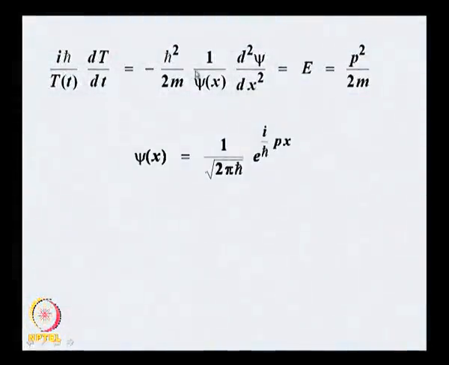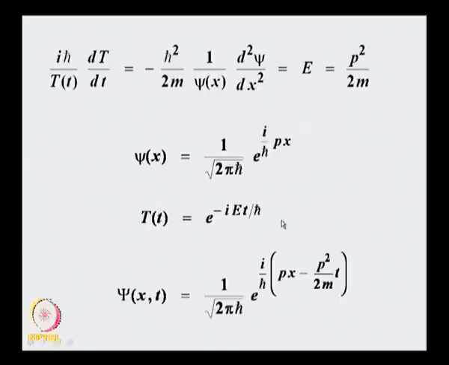So, for the solution of the space dependent part, if you write this, then 2 m cancels out, and this becomes plus p square by h cross square. So, the space dependent part is psi of x is equal to so much, and the time dependent part is e to the power of minus i E t by h cross, but E is equal to p square by 2 m.